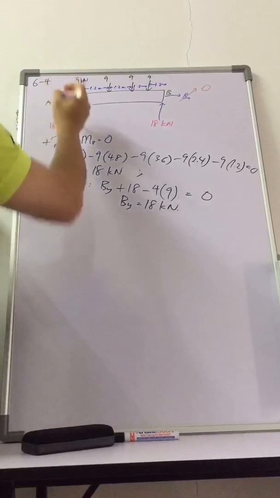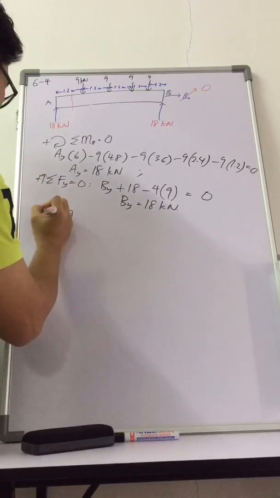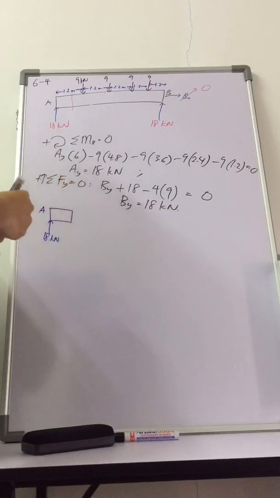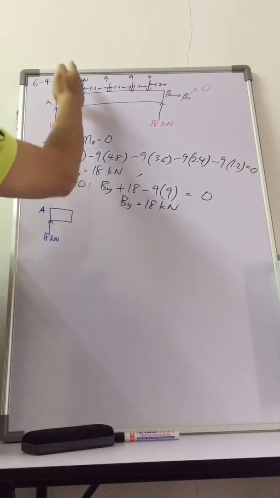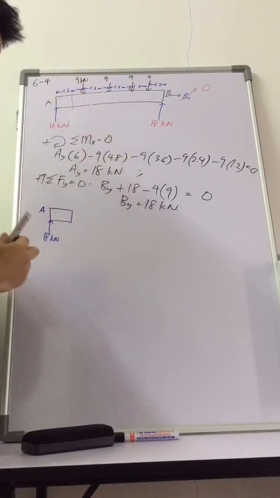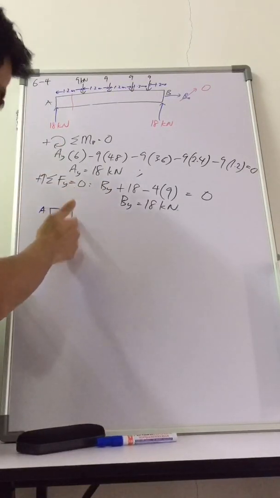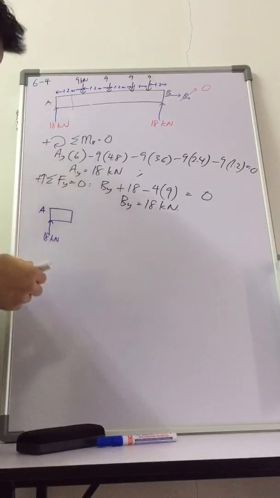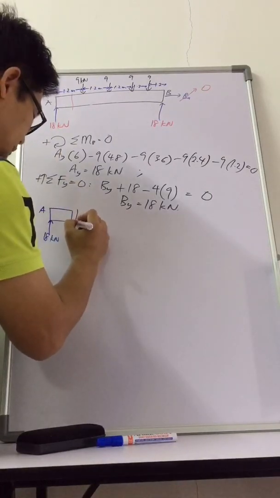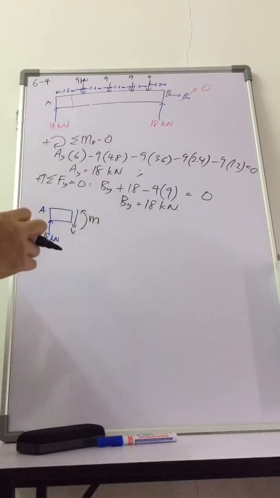So we take the left portion. The left portion is like this, right? This is A again. This is the 18 kilonewton of Ay just now. We have to cut, and you see the 9 kilonewton is somewhere here, so we cut before the first 9 kilonewton, 1.2 meter from the left, right? So what do we have at the cut section here? At the cut section, we have the internal shear force V and internal bending moment M, right?